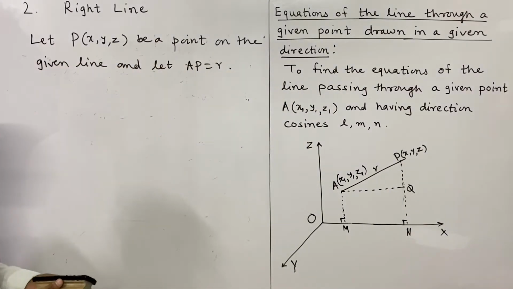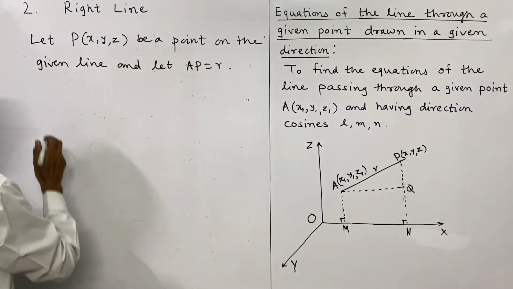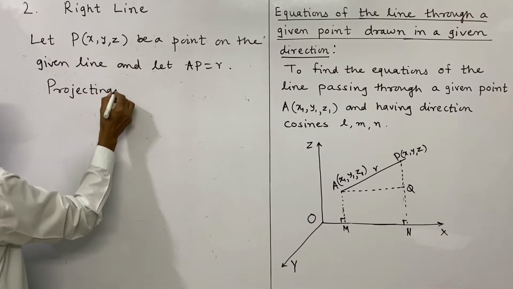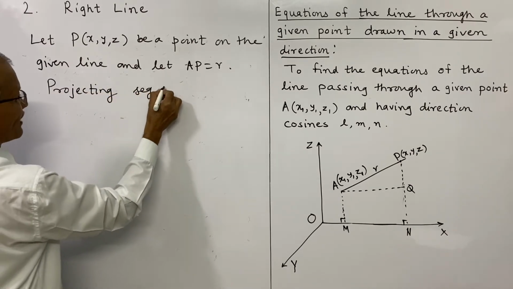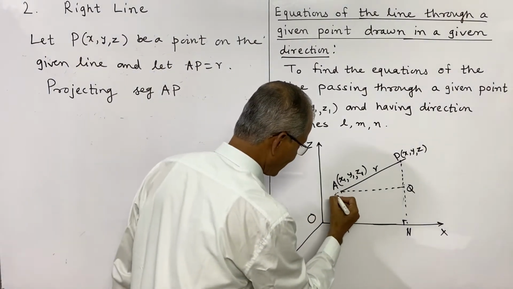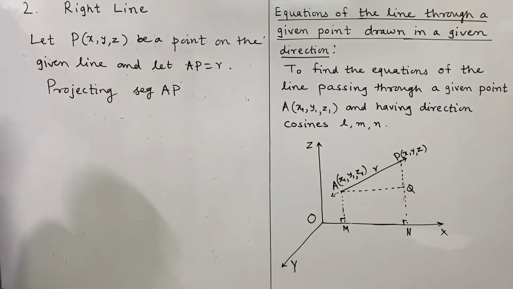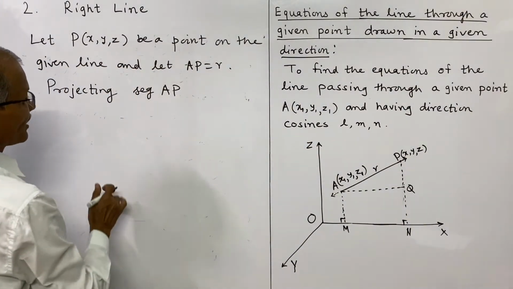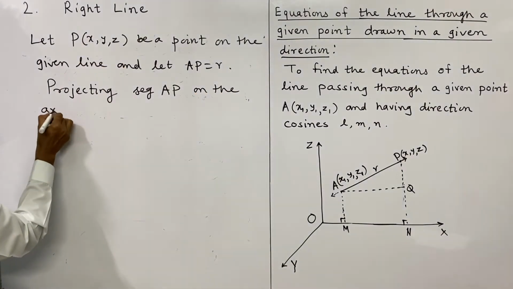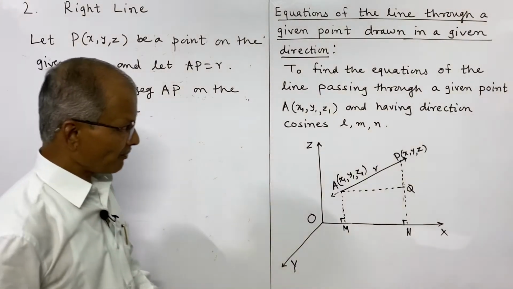Now we project the line segment AP on the x-axis. The line is actually infinite, and only a finite part of the line has been considered as the segment AP. Projecting segment AP on the x-axis, what is the projection of AP on the x-axis?